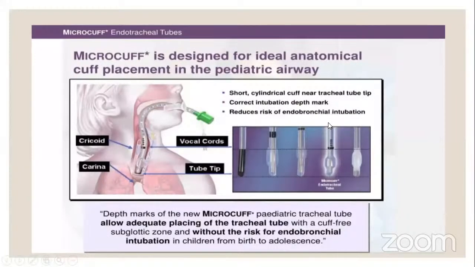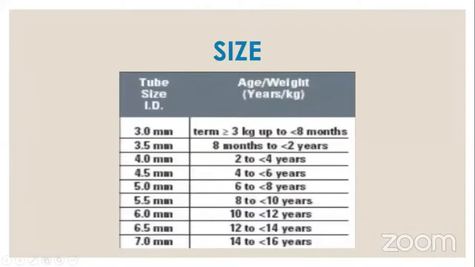When compared to other traditional endotracheal tubes, we can see that the microcuff tube has a distally placed cuff, and this reduces the risk of endobronchial intubation. The smallest size available is 3 mm, which can be used in term babies more than 3 kg of weight. And the largest size available is 10 millimeter.